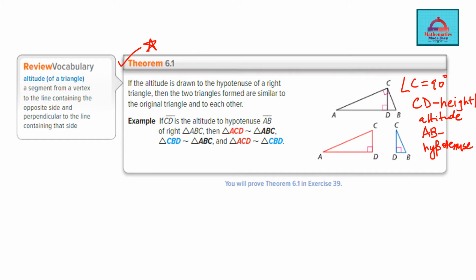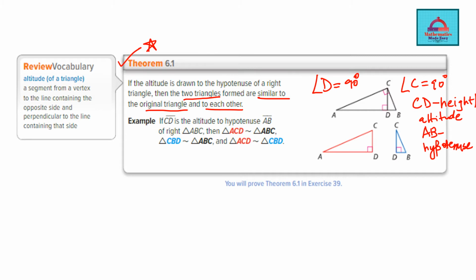One is the small one, BDC, the other is ADC. So these two right triangles you get because now the angle D is also 90. What the theorem says is that the two triangles that are formed, the small one and the big one, are similar to the original triangle and to each other. So we've got three triangles here. You can see ADC and BDC. These are the two triangles.